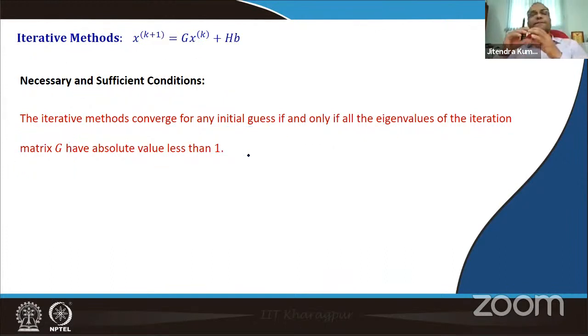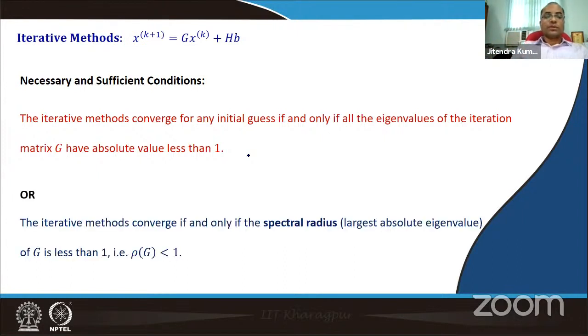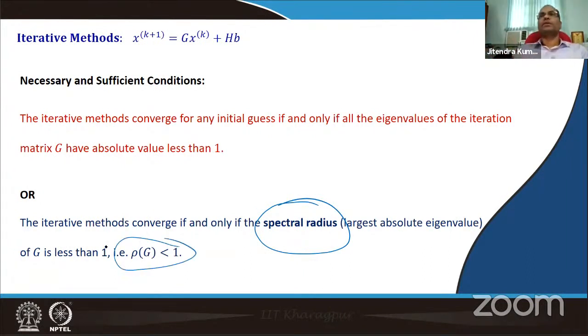So this is the most important result of this topic: if all the eigenvalues of G are less than 1 in modulus, in that case, we say that this method will converge. If it is greater than 1, then the method will not converge. This is also called the spectral radius. This largest absolute eigenvalue is called the spectral radius. So sometimes we say that if the spectral radius is less than 1, the method converges. Otherwise, it will not converge.